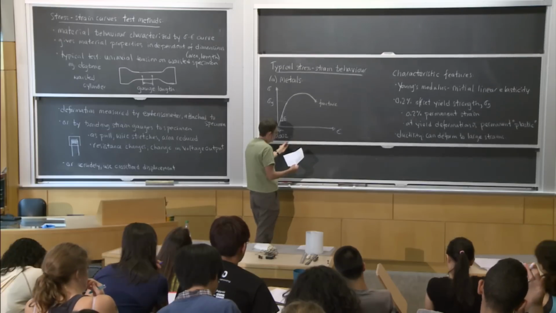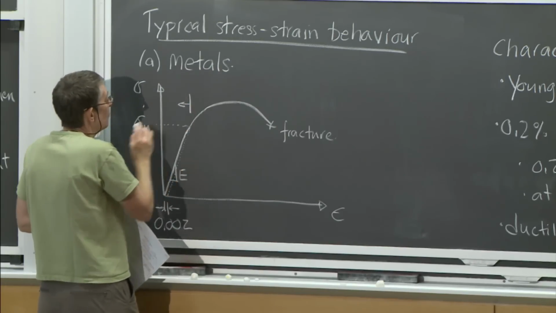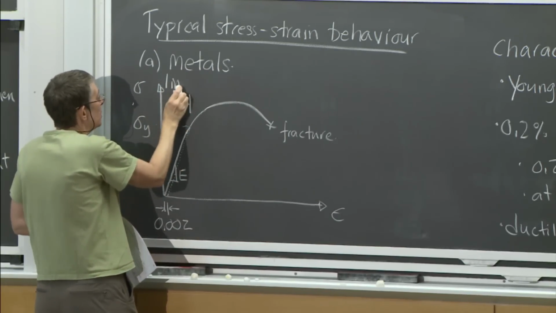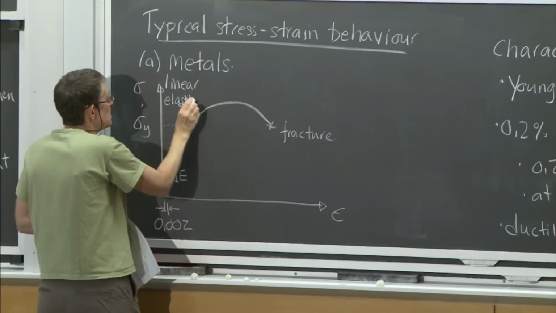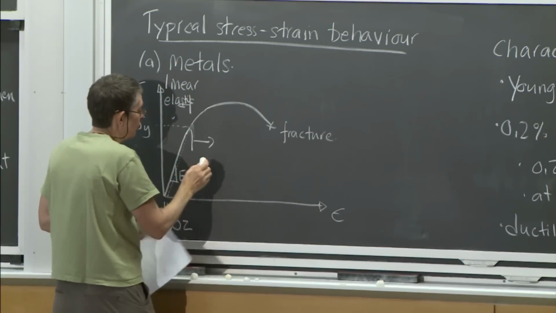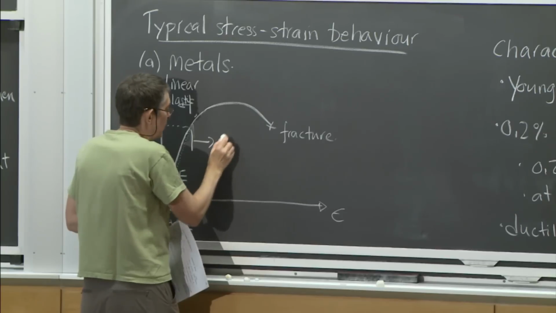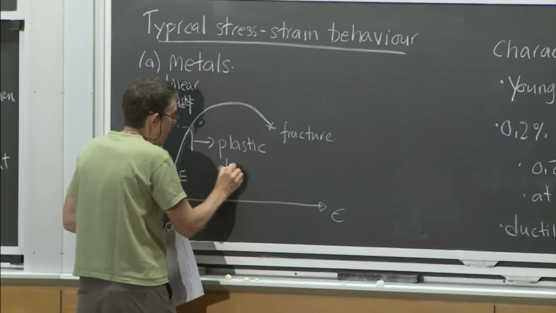So let me write down one more thing here. So if I go from here over to the left, I've got linear elastic deformation. And if I go from there, say there, over to the right, I've got plastic deformation. So that's the permanent deformation.